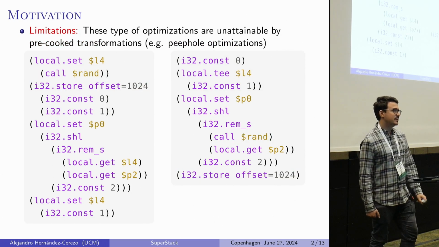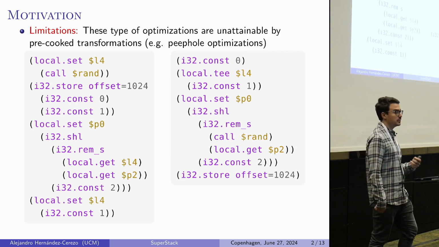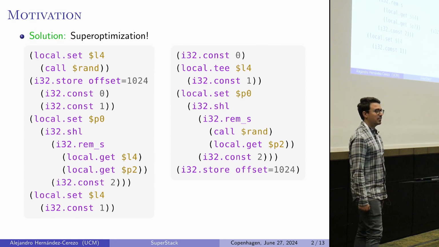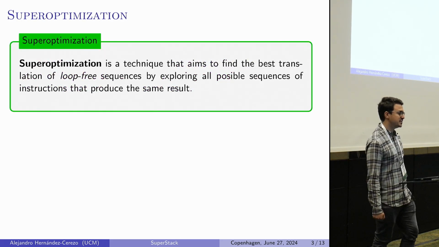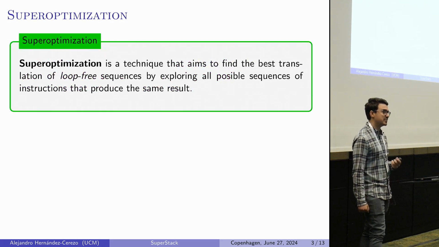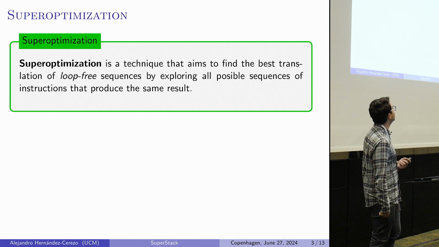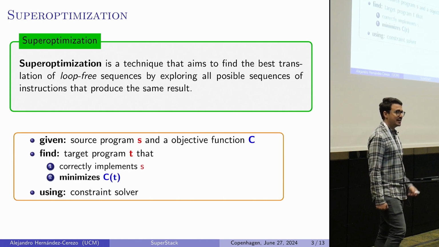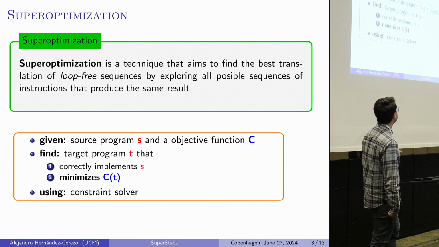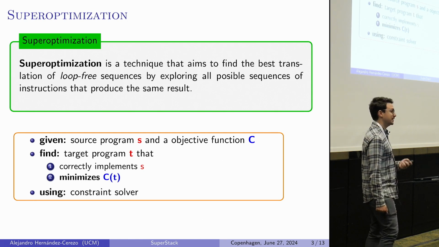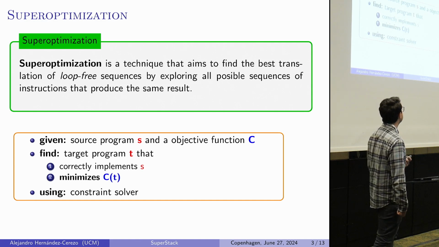The limitation here is that this type of optimization is very difficult to achieve through pre-cooked transformations. And our proposal is to apply superoptimization techniques. Superoptimization is a technique that aims to find the best translation of a loop-free sequence by exploring all possible sequences that produce the same result. While there are several variants, in our case, we are going to be given a source program S and an objective function C, and we want to find a target program such that it is equivalent to the initial one and minimizes that objective function.